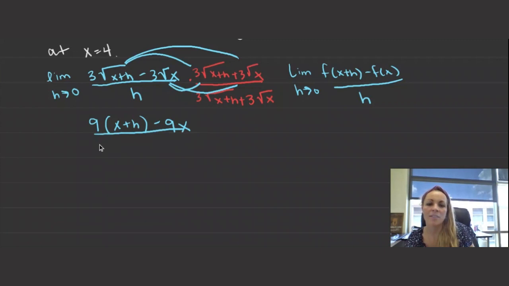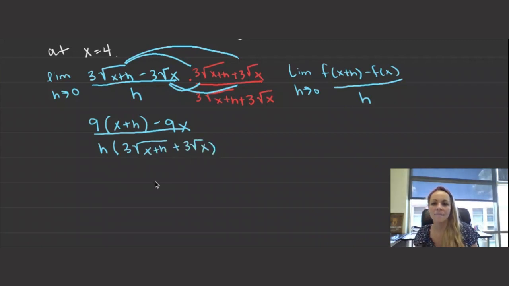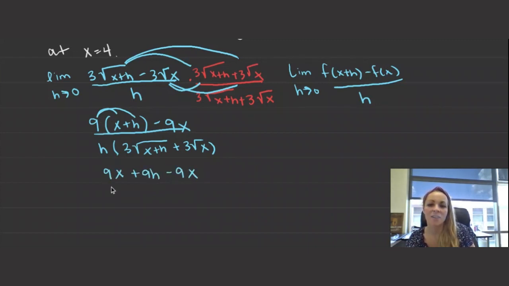And now on the denominator, I have h times 3 square roots of x plus h plus 3 square roots of x. Now I'm going to distribute on the top, 9 times x and 9 times h, so I have 9x plus 9h minus 9x over this entire denominator.